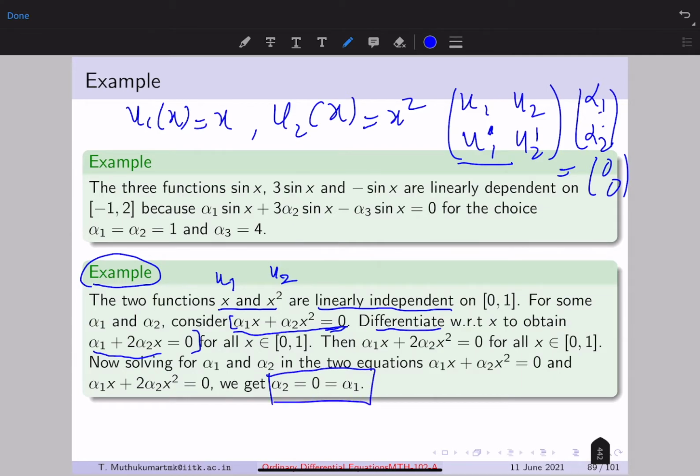alpha 1 equals alpha 2, which are both zero. So the point I'm trying to highlight here is that to show linear independence or dependence, you had to differentiate and look at this matrix equation. And you see this is precisely the matrix whose determinant is the Wronskian. So you have u1, u1 prime, u2, u2 prime, and this determinant is the Wronskian, and that's the motivation for the definition.